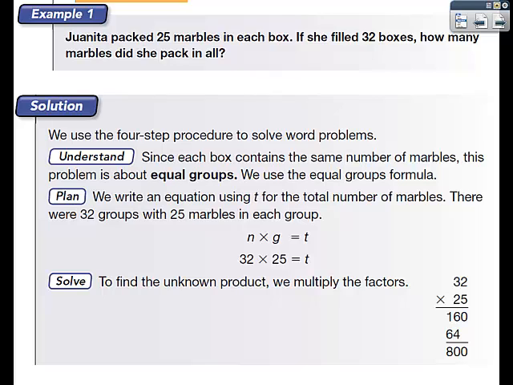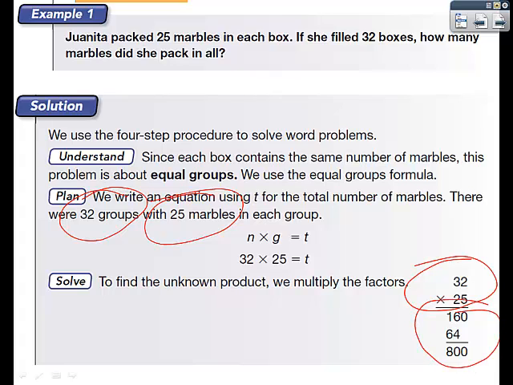Since each box contains the same number of marbles, then it's an easy mathematical problem. You just got to times the number of marbles she puts in each box. So you've got 32 boxes total and 25 marbles in each. So you just times those together and you come up with your total of 800. So 800 is your correct answer.